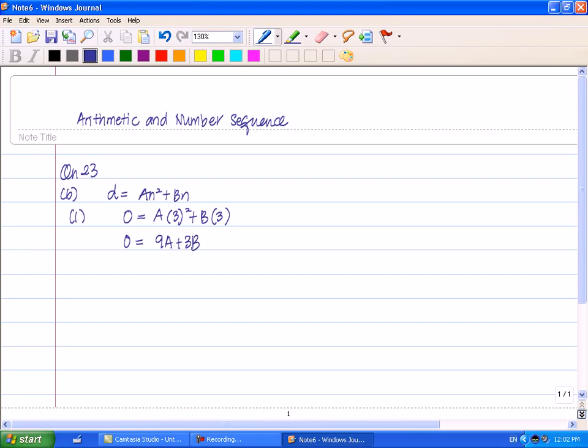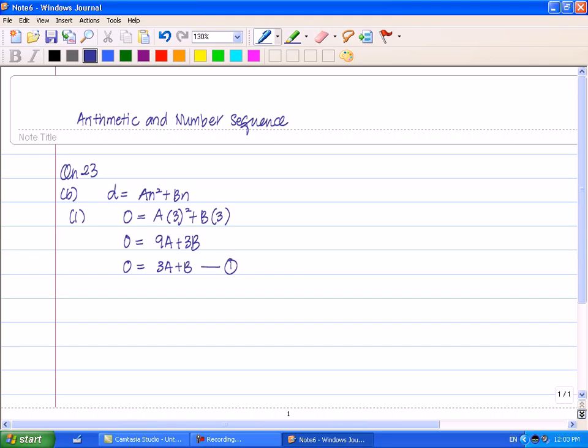Does this look similar to the one equation that we're supposed to show? Not exactly yet. Since I have 9 and 3 with common factor of 3, and this is just 0, I can divide by 3 throughout the equation. Since this is 0, so I divide by 3, it will still give me 0. I have 3a plus b. Equation number 1 shown.